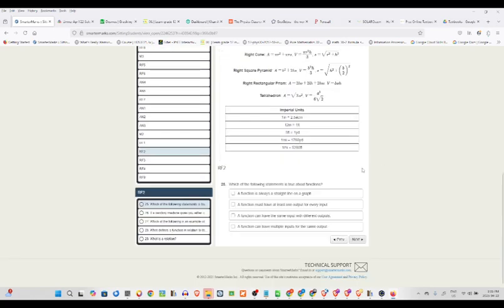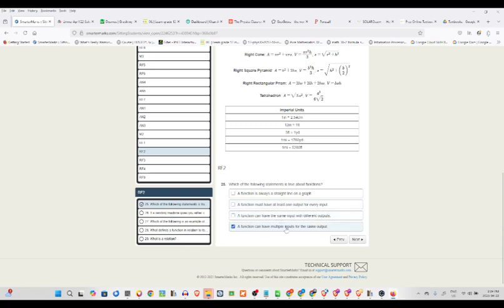Moving on to relations and functions 2. What's true about functions? Always a straight line. Nope. At least one output for every input. No, we don't want to say at least one because that allows 2 or 3 or 4, and that's not allowed. Function can have the same input with different outputs. No.